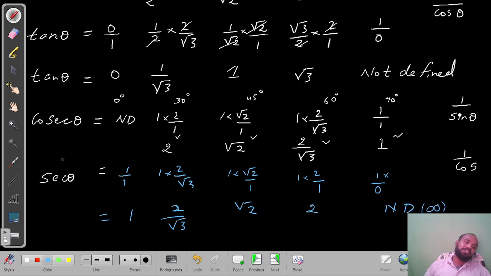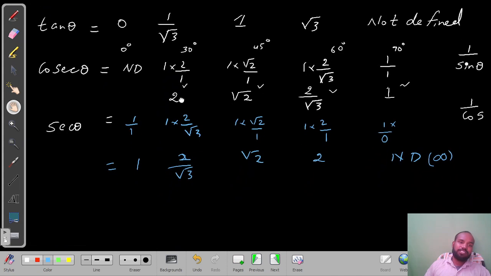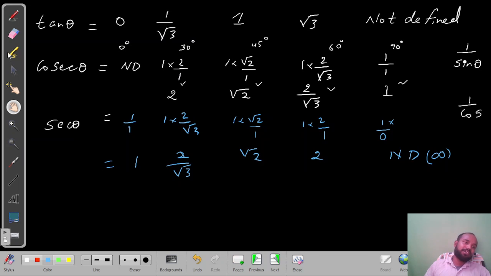Okay, the last one, but not least, it is also important. The last one is your cot theta, right? So we are going to find the cot theta values also. Now, what is cot? Cot is nothing but 1 by tan. Cot is nothing but 1 by tan theta. So 1 by tan is here 1 by, what is the tan value? Tan 0 is 0.